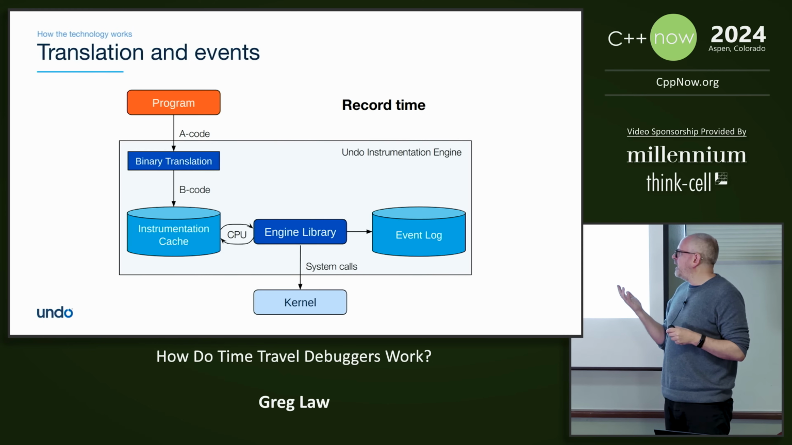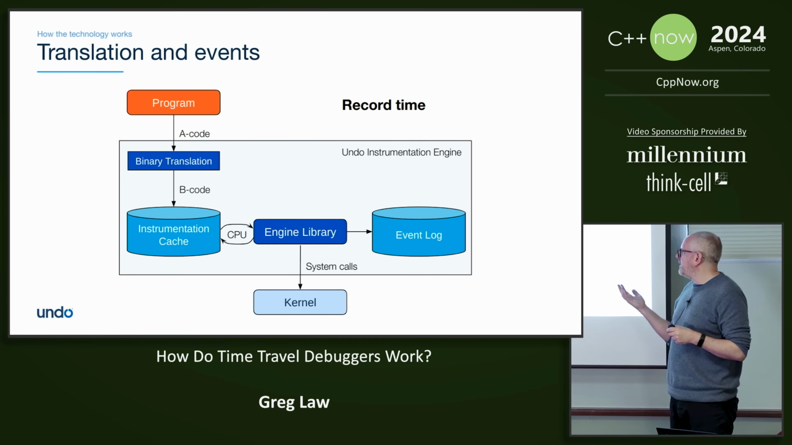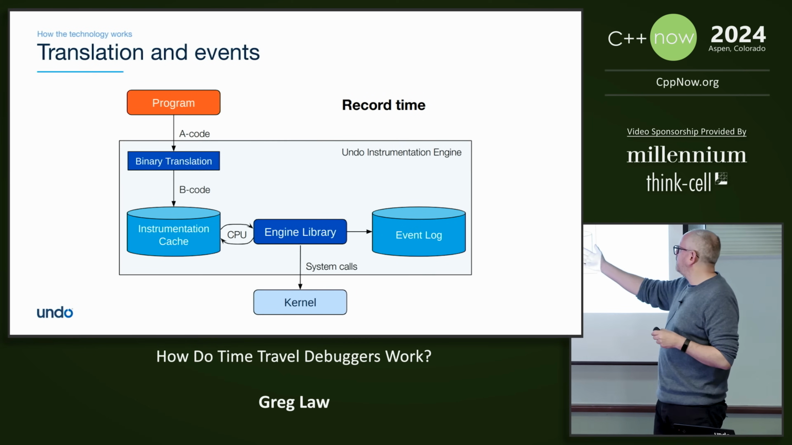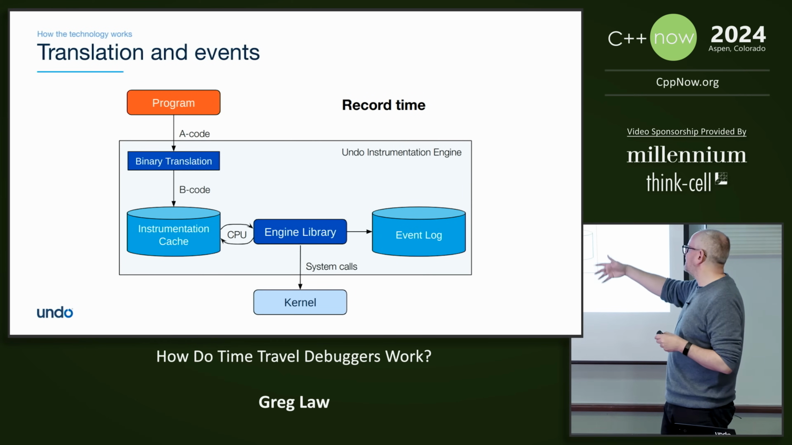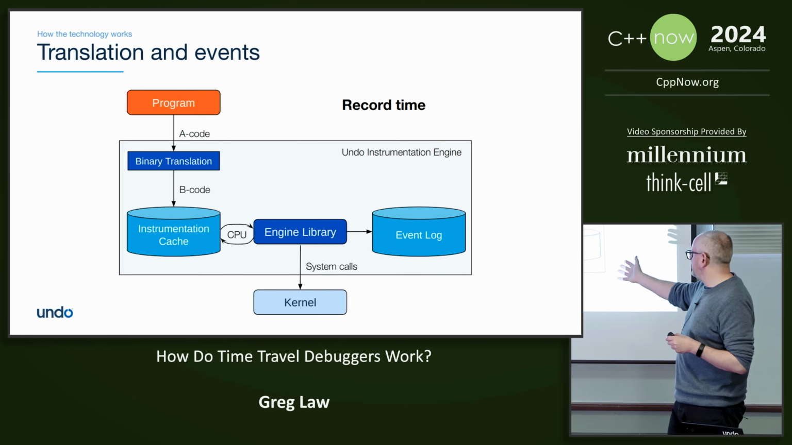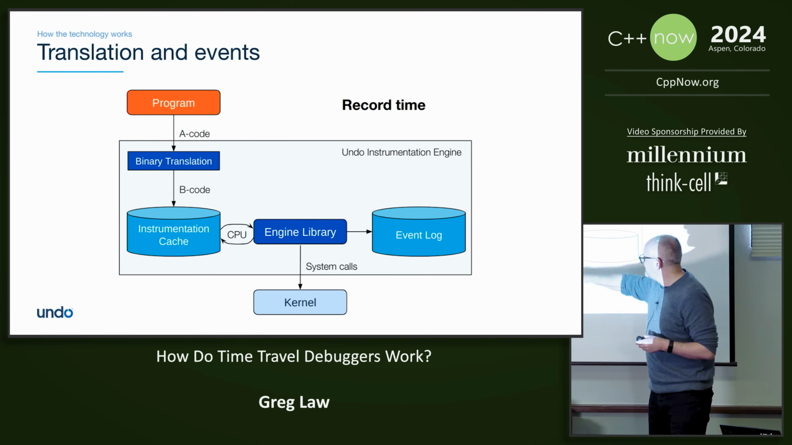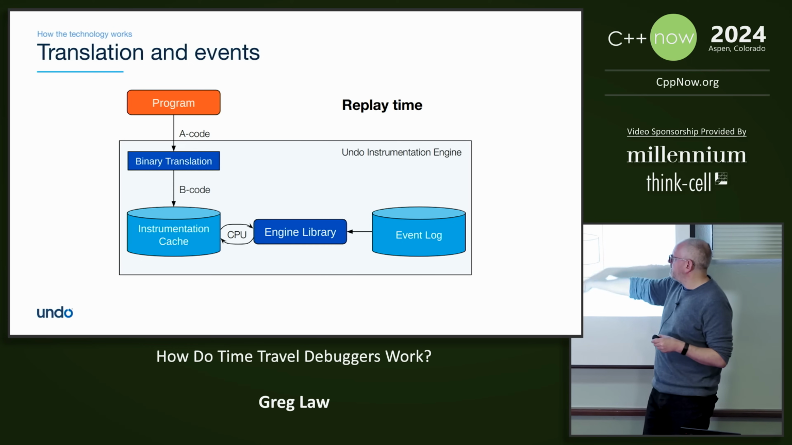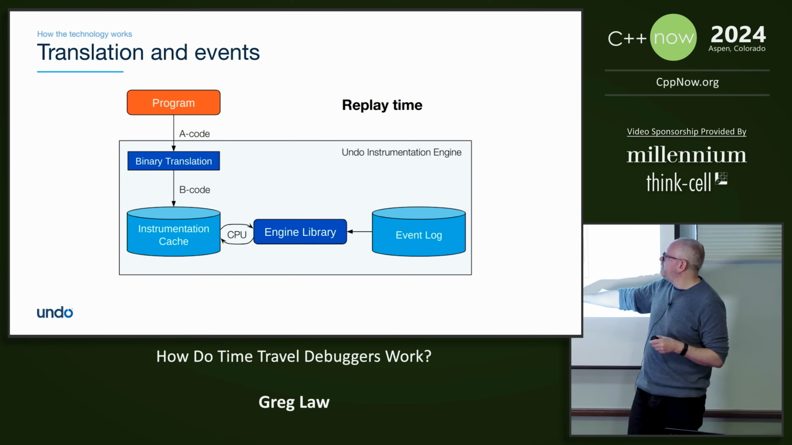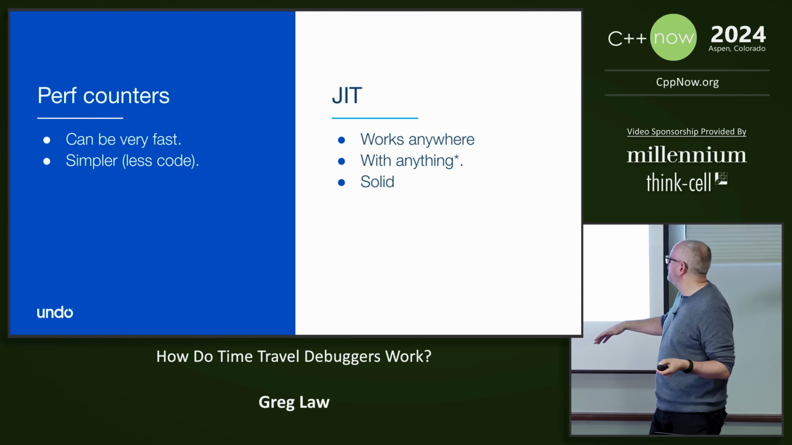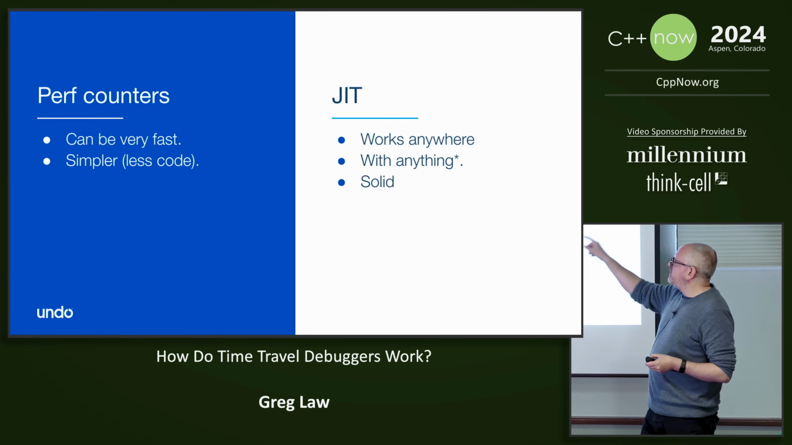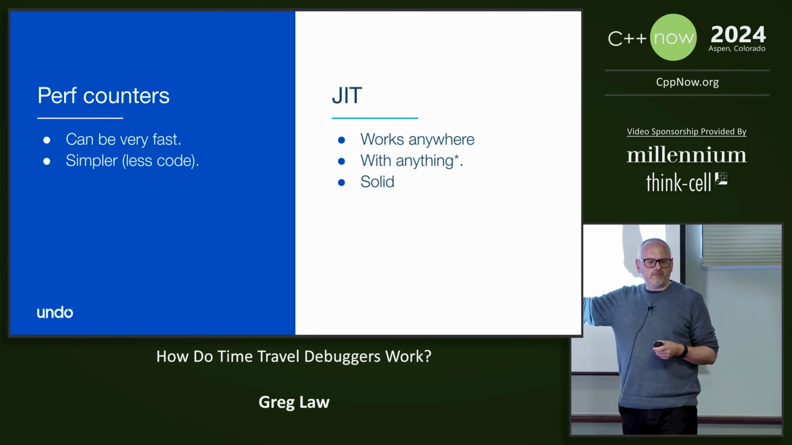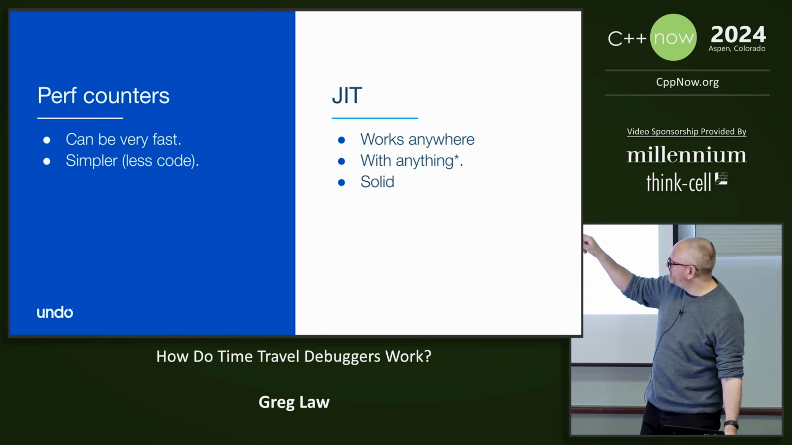With binary translation, we translate the program. This is how Undo works. Similar story with TTD. This is in record time, right? So it's accessing the kernel. At replay time, there is no kernel access, as we spoke about earlier. Yeah, so I can use the performance counters, but there are some catches here.